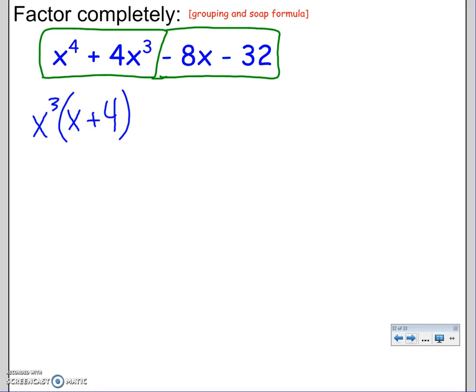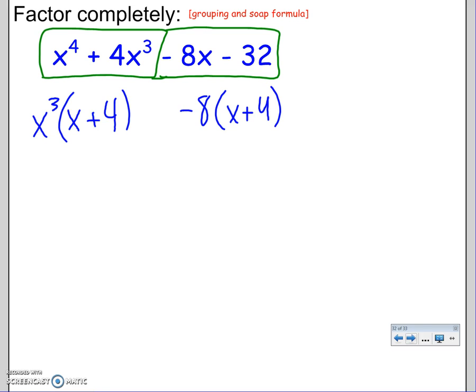Now I'm going to do the second part. I can take out a positive 8, but what's left over would be -x minus 4, which is not the same as the original. Because see, the original was positives. So instead of taking out a positive 8, I'll take out a -8. Just change the sign. So -8x divided by -8 is positive x. -32 divided by -8 is positive 4. Now they have the same thing.